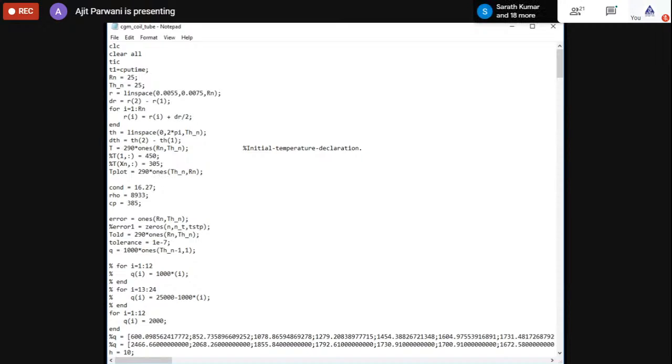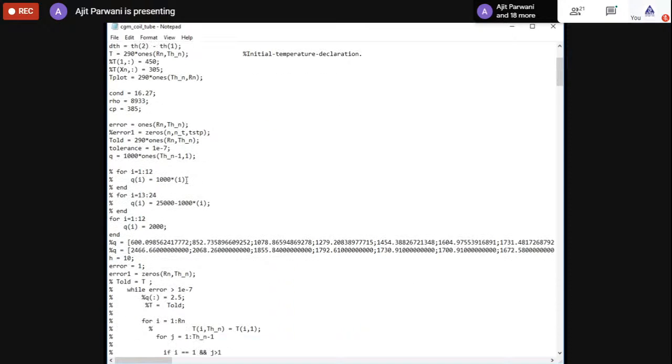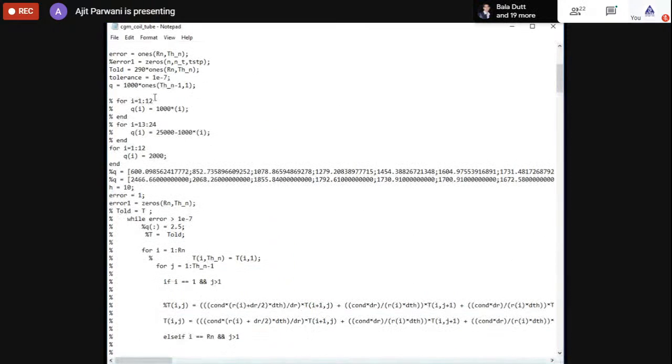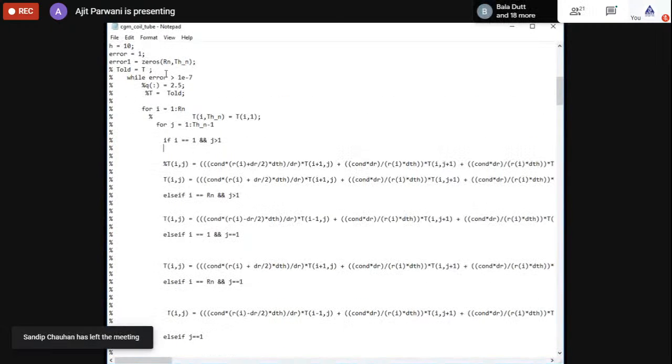Then with the Gauss-Seidel iteration method, you will assume initial values for the temperature. The other constants like conductivity, density, velocity, whatever they are, you can first define all these variables. The solution will start from here. This is the small error value, so the loop will get terminated if the error value comes less than this value.